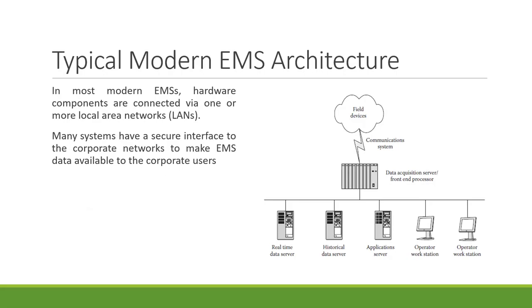Then just what we talk about, what it could consist of. A modern energy management system master station would consist of these things: real-time data server, historical data server, application server, operator workstation. Then all of these would be linked with the data acquisition server or front end server, and there will be one communication system which is going to link with field devices, that is your distribution transformer, you can think about that.